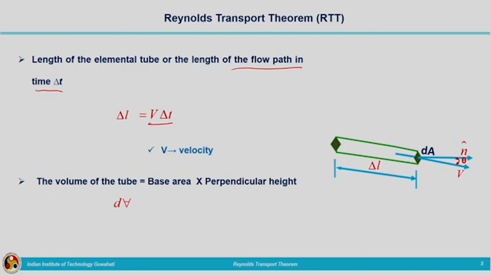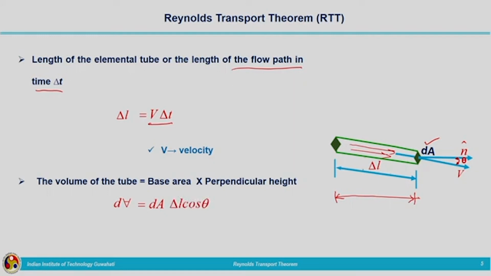Now coming to the expression for volume. This is a solid tube in which the flow is taking place. So the volume corresponding to this particular tube will be base area multiplied by the perpendicular distance between these two faces. So dV is given by base area into perpendicular height. Base area is nothing but our small elemental area dA. So dV can be written as dA multiplied by delta L cos theta.